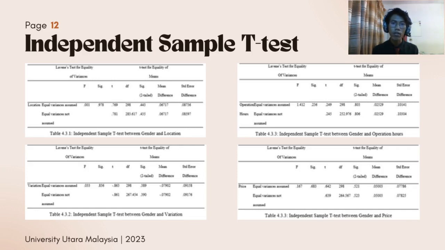And the last one is the price. The null hypothesis is there is no significant difference of price among gender, while the alternative hypothesis is there is a significant difference in price among gender. The result of the p-value shows 0.638, which is more than 0.05. Therefore, the null hypothesis is not rejected.